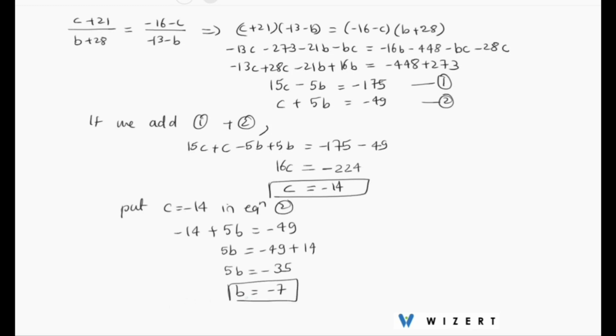So we get value of b as minus 7 and c as minus 14. This is the answer.